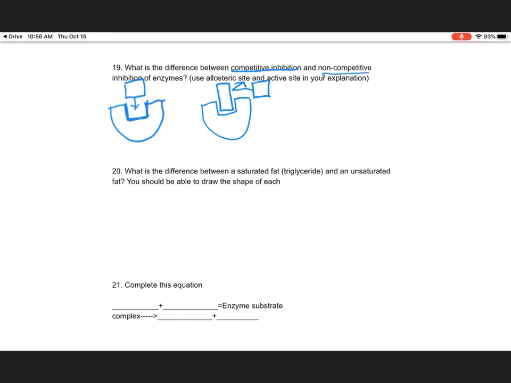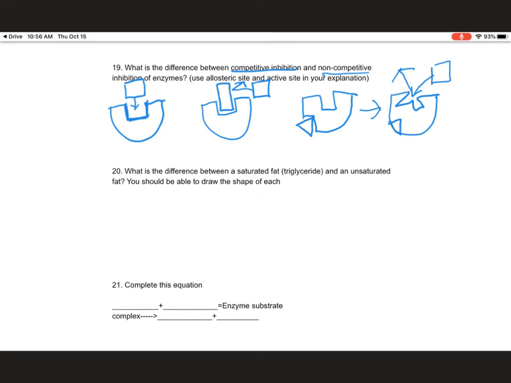A non-competitive inhibitor, here's our enzyme again, and let's say that this one actually has a little notch over here. So a non-competitive inhibitor is going to bind to a different site in the enzyme called the allosteric site. And when that happens, the enzyme's active site will again change shape, having the same sort of result that the substrate cannot bind in the active site.